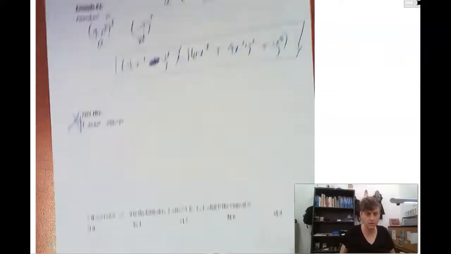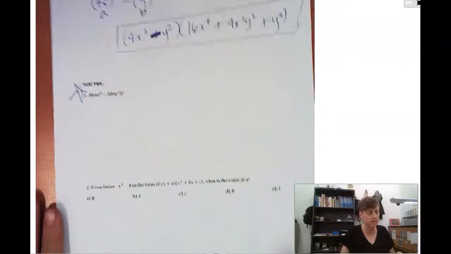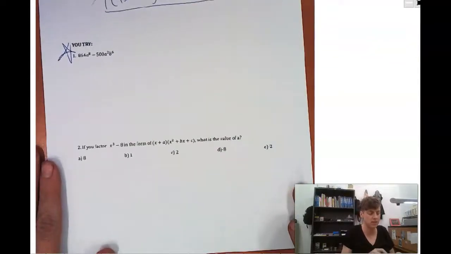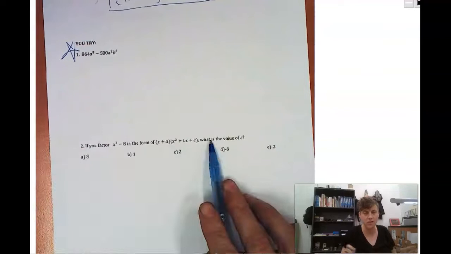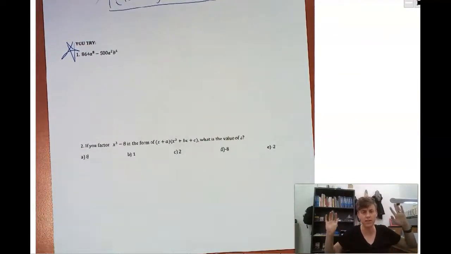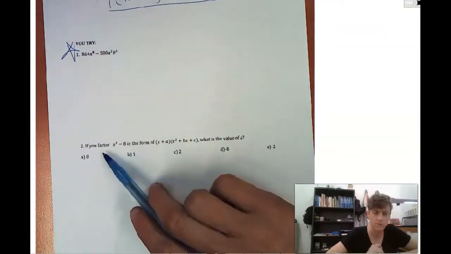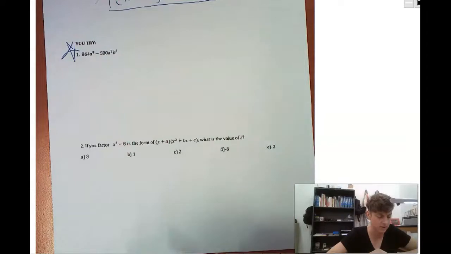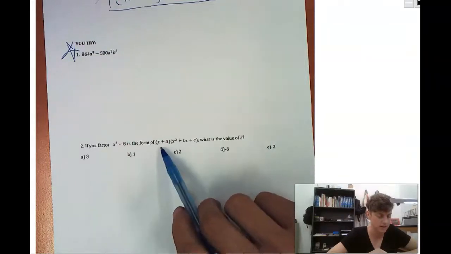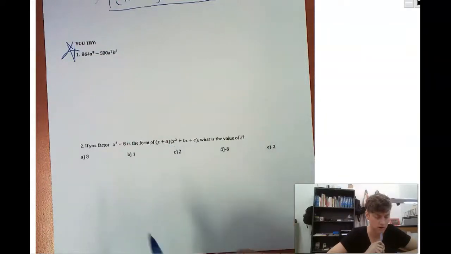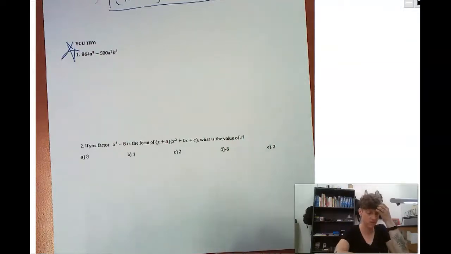You're going to do the next one, and we're going to finish off with everybody's favorite, the crazy things that have only letters. What in the dickens? We can do this. We can do this. If you factor x cubed minus 8 in the form x plus a times x squared minus bx plus c, what's the value of a?